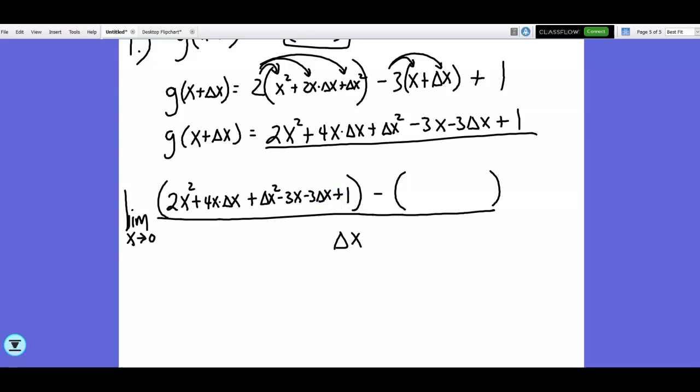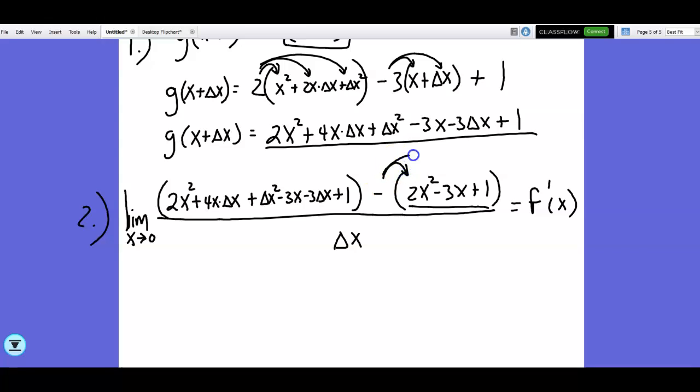There's that. And then we're going to put the original function here. And the original function was 2x squared minus 3x plus 1. And that gives us our derivative. All right, so that's step 2, is to just plug everything into your difference quotient, or limit definition of a derivative. Now we're going to simplify.